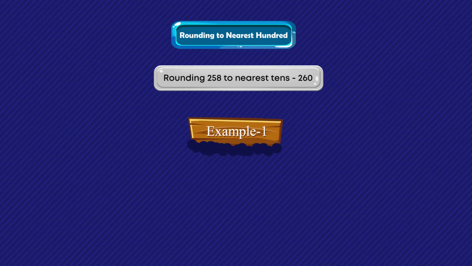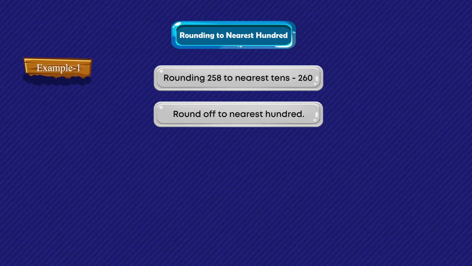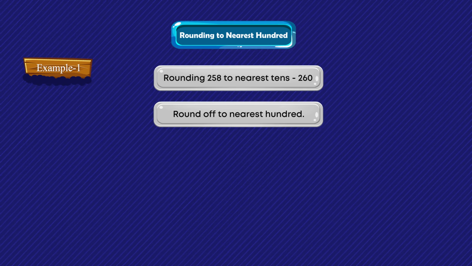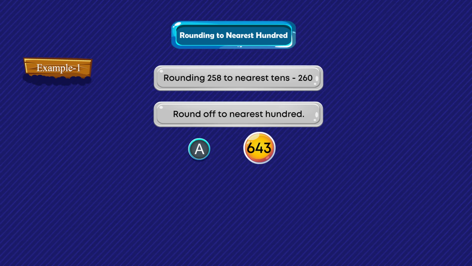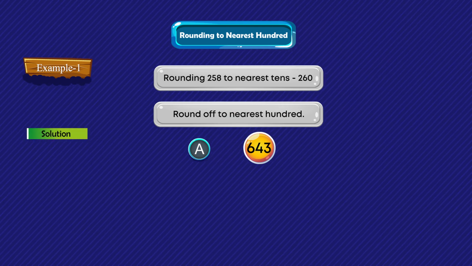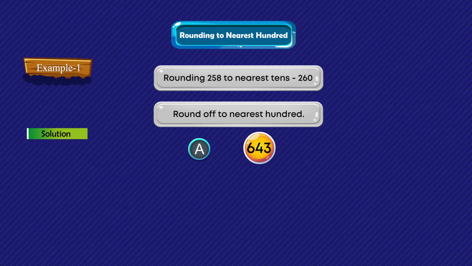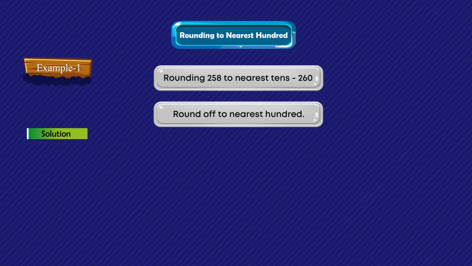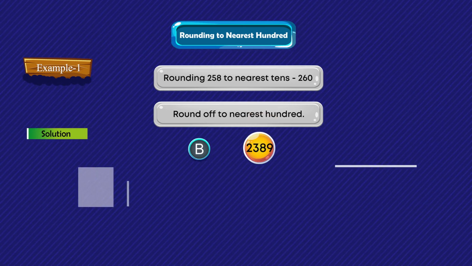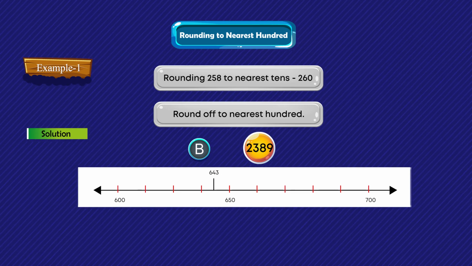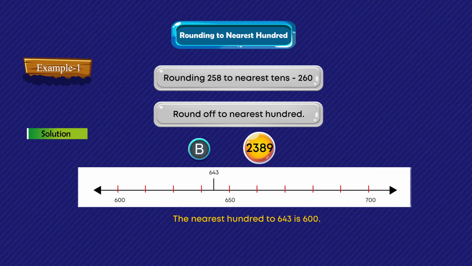Rounding to nearest hundred. Example 1. Round off to nearest hundred. A. 643. Solution: A. 643. The nearest hundred to 643 is 600.